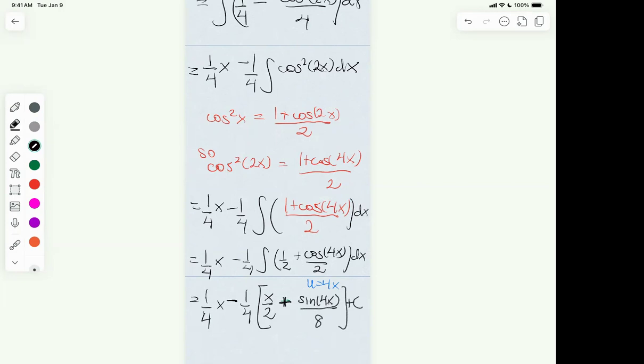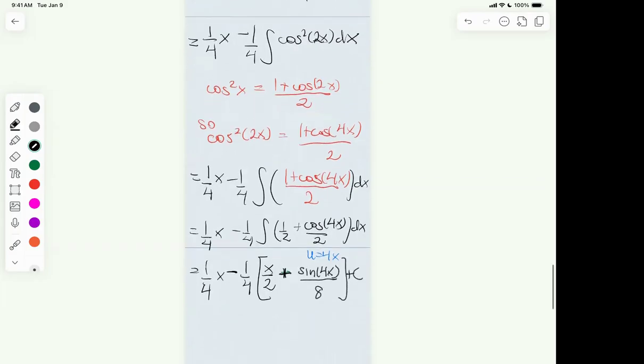And since this was the last integral that we were doing, I can put the plus C there, and that is more or less it. Well, you can rearrange this a little bit so that it looks better.